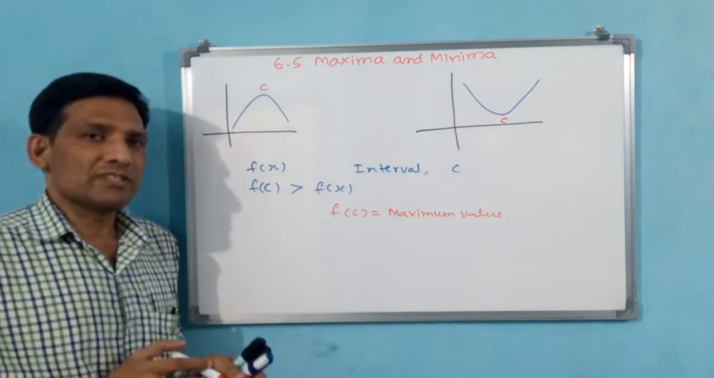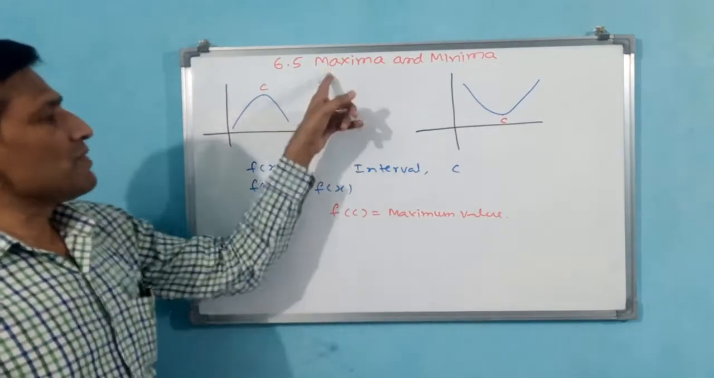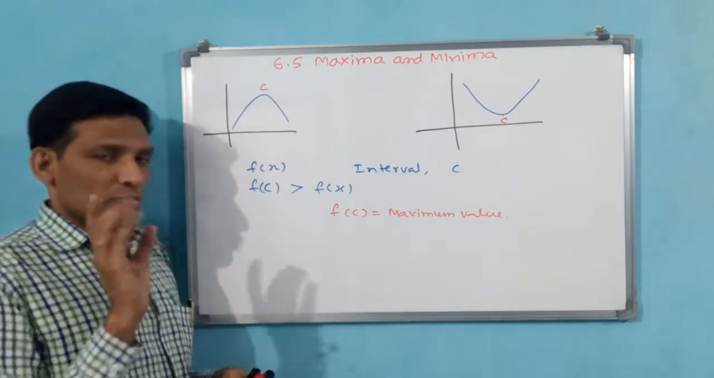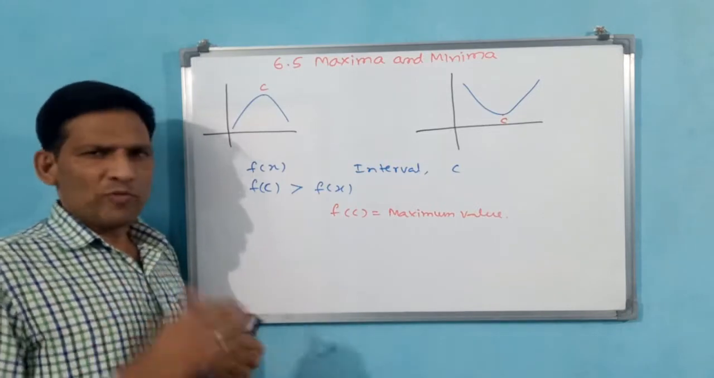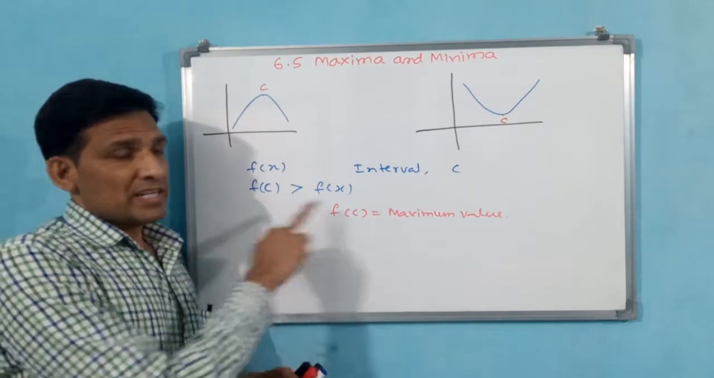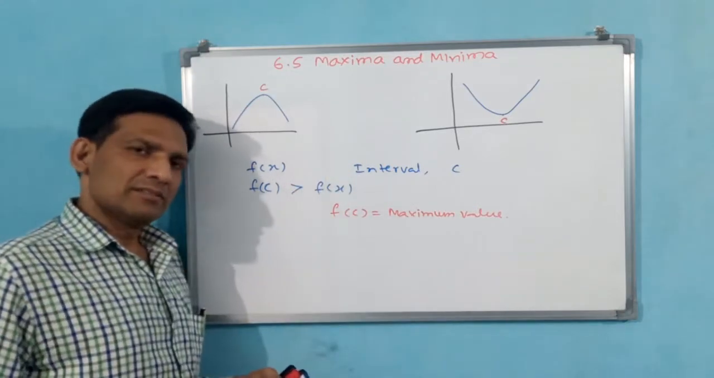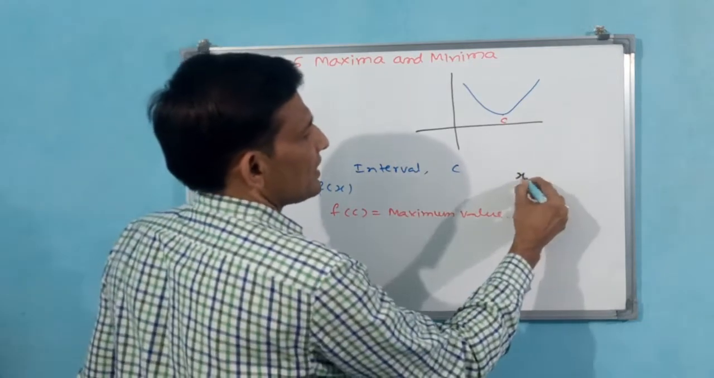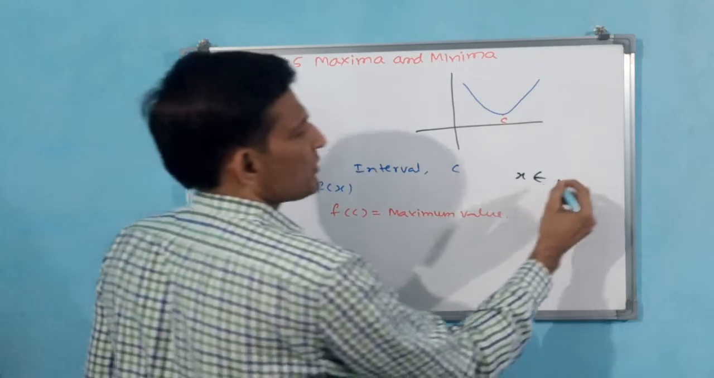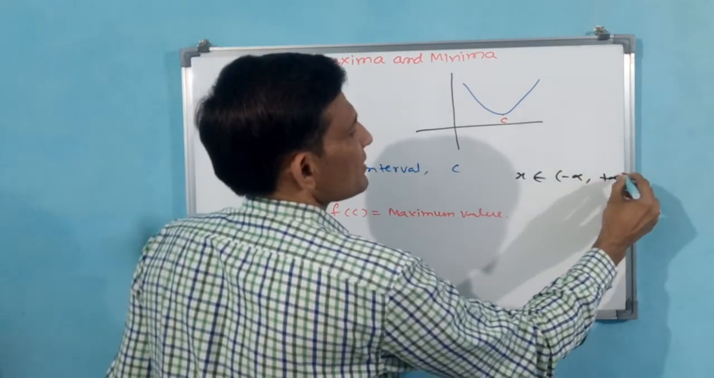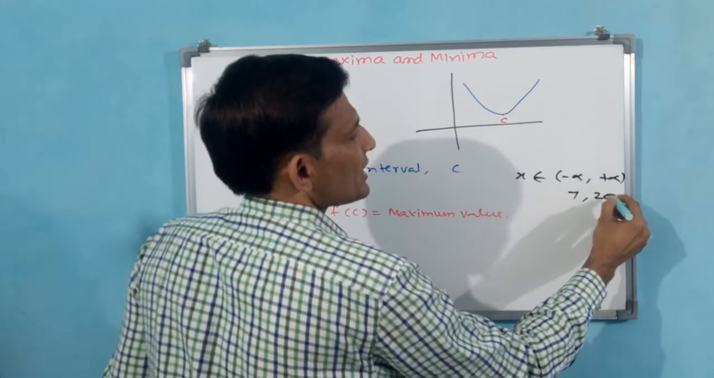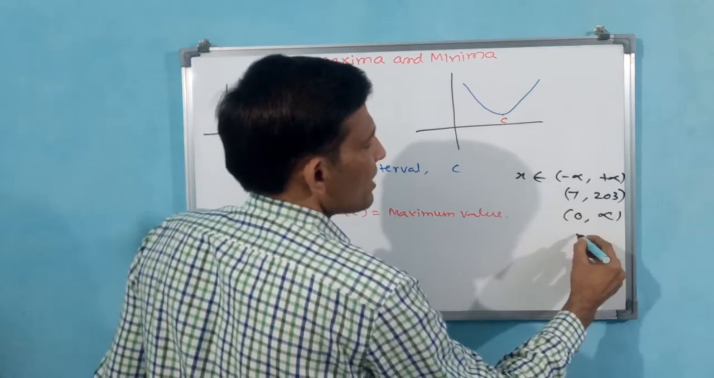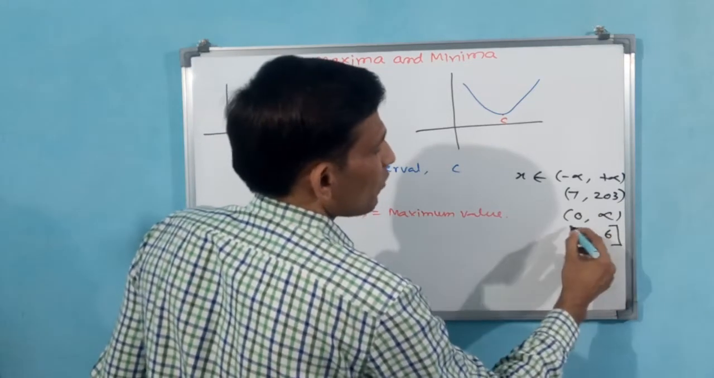Do you understand the concept first? Maximum value we are studying first. Slowly understand. f of x is a function. This function has a domain, and the domain will be an interval. x belongs to maybe minus infinity to plus infinity, maybe 7 to 203, maybe 0 to infinity, maybe 3 to 6, a closed interval.